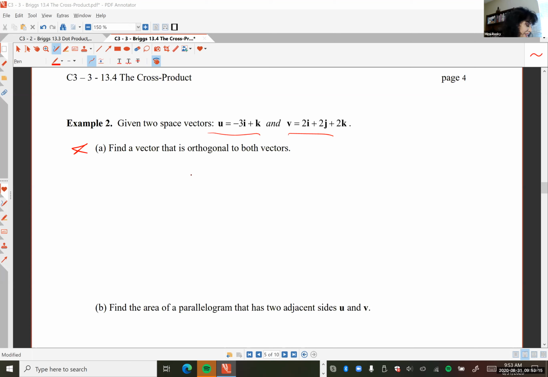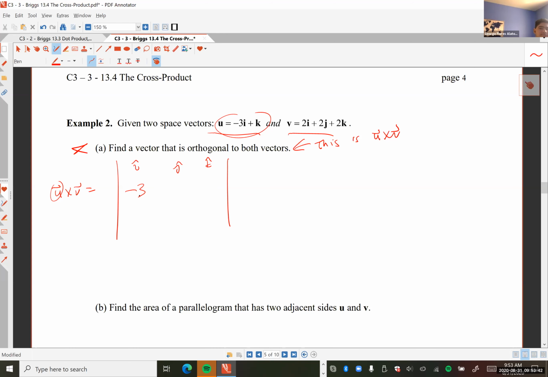Okay, so this is what you get for free: the vector u cross v, people. That's the answer for letter A. So let's go get u cross v. Let's do the 3x3 determinant method. Top row has i hat, j hat, k hat. Second row has the u vector components. What are they? -3, 0, 1. And then put the v components on the bottom row: 2, 2, 2.